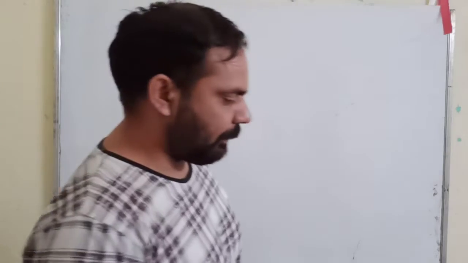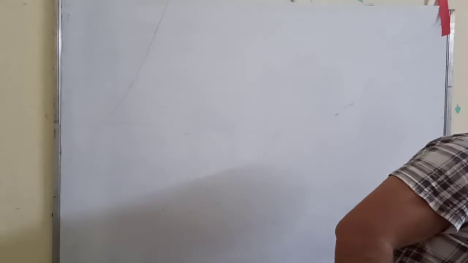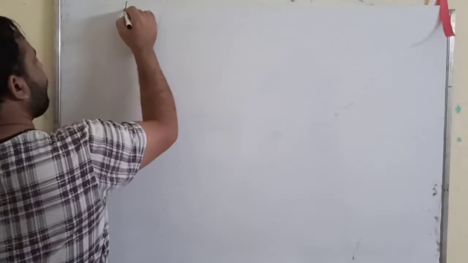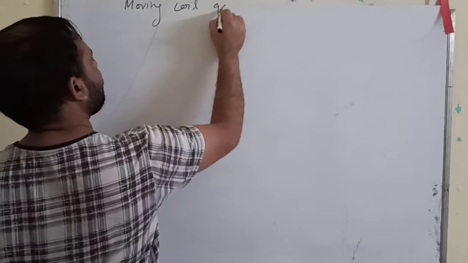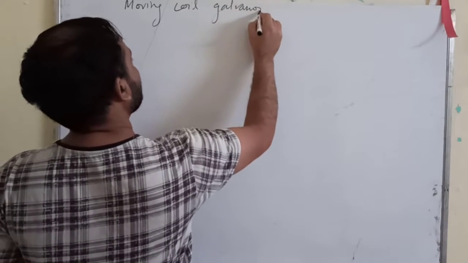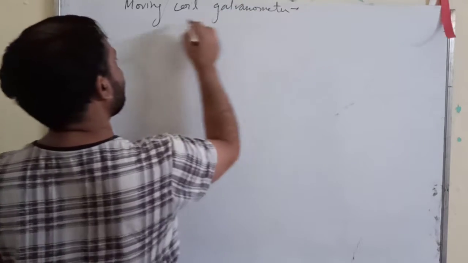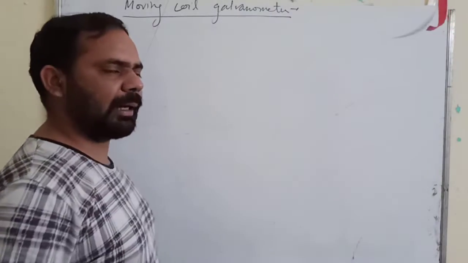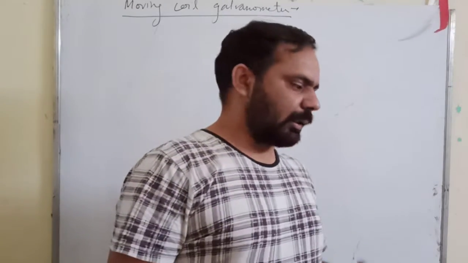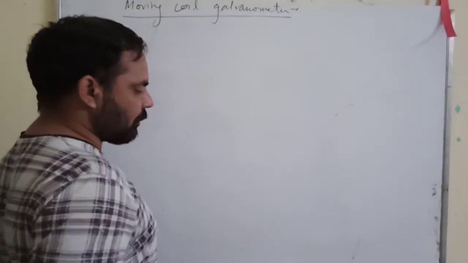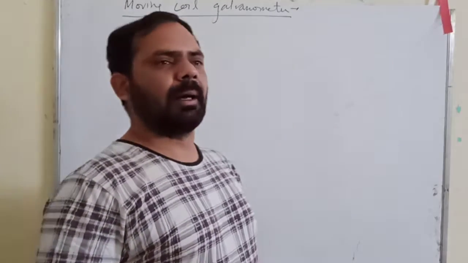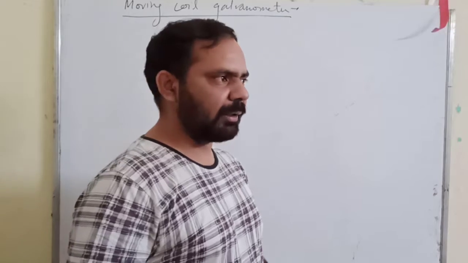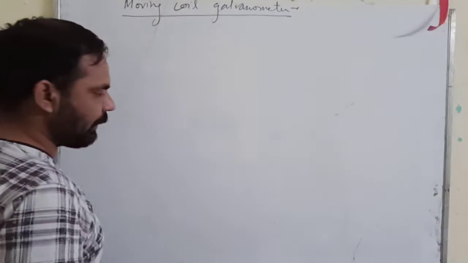Okay, next is the application of this phenomenon, and that is the moving coil galvanometer, the application of the formula that we just obtained. This moving coil galvanometer is also called the American type of galvanometer, and it was first designed by Kelvin.